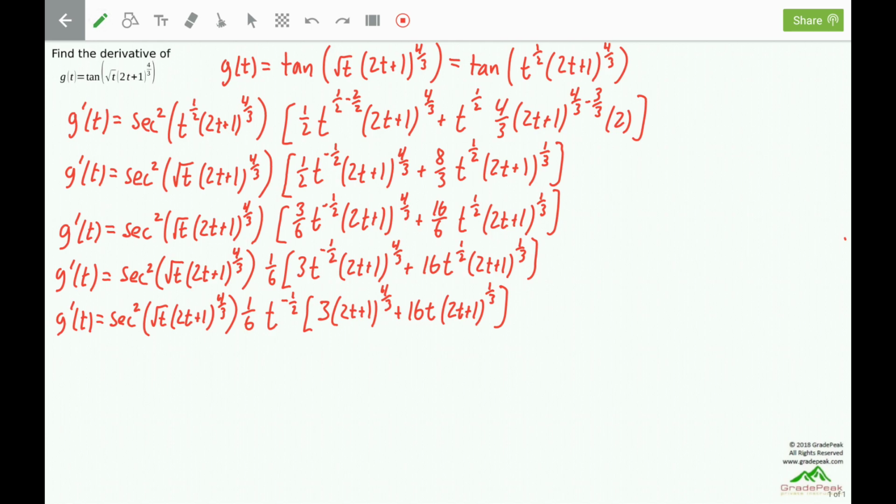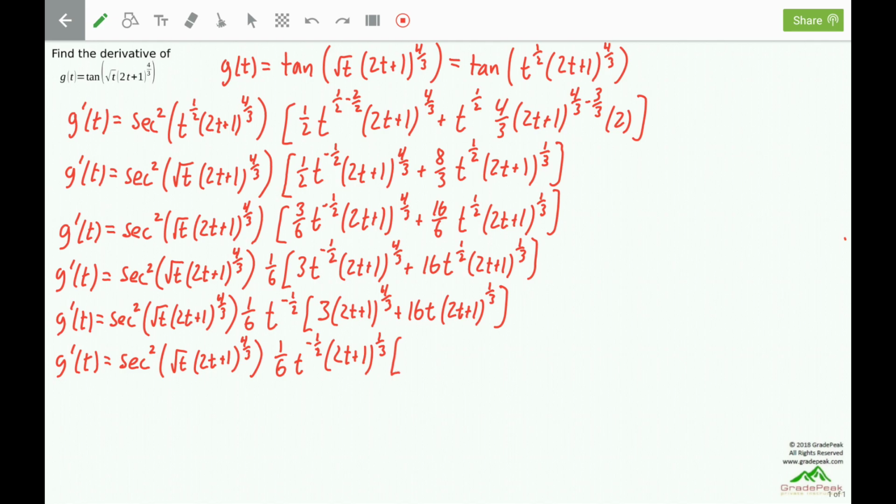Okay, in our next step, we're going to be able to factor out powers of 2t plus 1. So g prime of t equals secant squared of square root of t times 2t plus 1 to the 4/3. We're not going to change that at all. We have this multiplying the 1/6, the t to the negative 1/2, and now to factor out powers of 2t plus 1. Now if we look inside, we have 4/3 power and 1/3 power. The lower is 1/3. So we're going to factor out a 2t plus 1 to the 1/3.